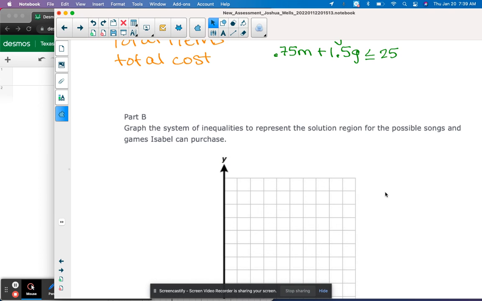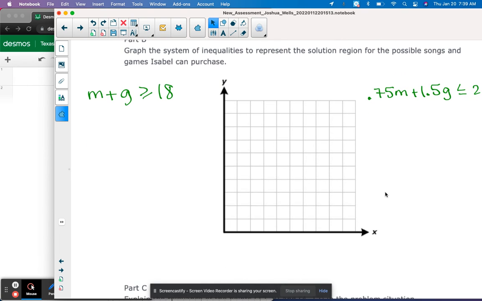The first one we have is M plus G is greater than or equal to 18. And then the second one we have is 0.75 M plus 1.5 G less than or equal to 25. So let's go ahead and solve both of these equations. The first one, all we have to do is subtract m from both sides. Zeroes out, and g is greater than or equal to 18 minus m.